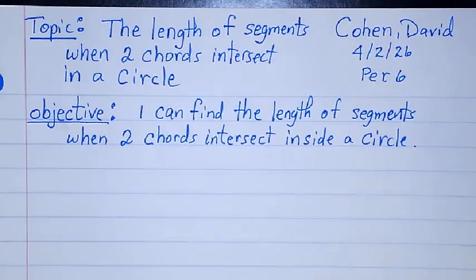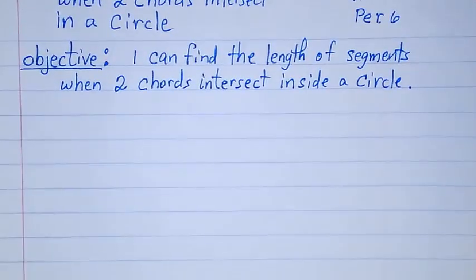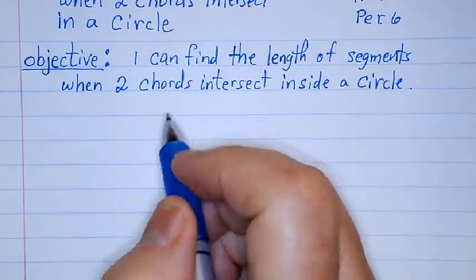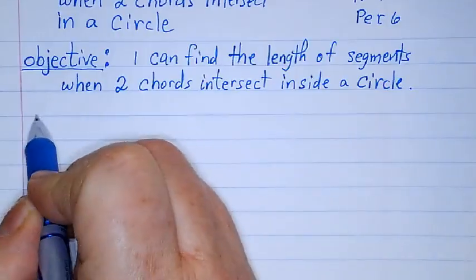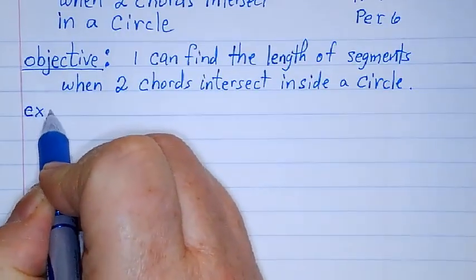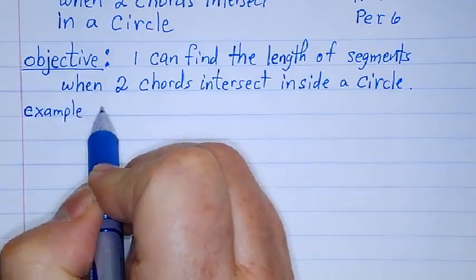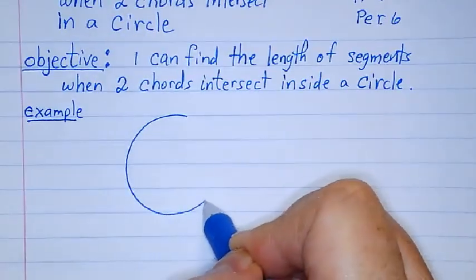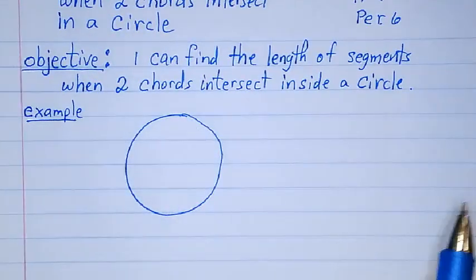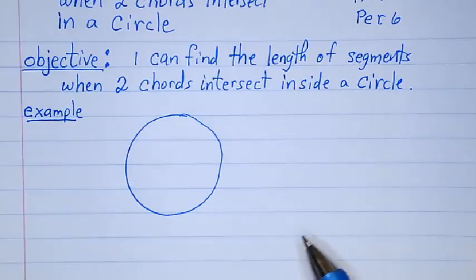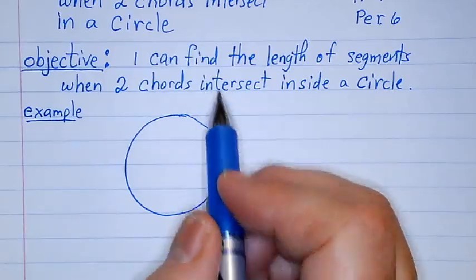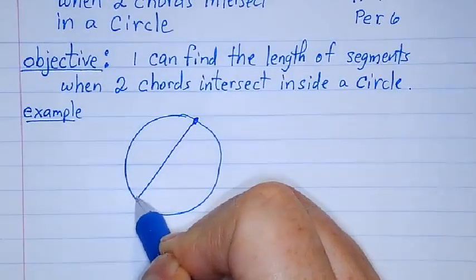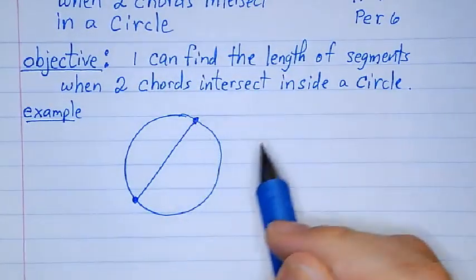So to explain this, let me show you in a picture. I got a circle. Okay, I tried to draw a circle anyway. Now, a chord is nothing more than just a line segment, but what's special about the line segment is both endpoints are on the circle, so that's a chord. That's a chord.